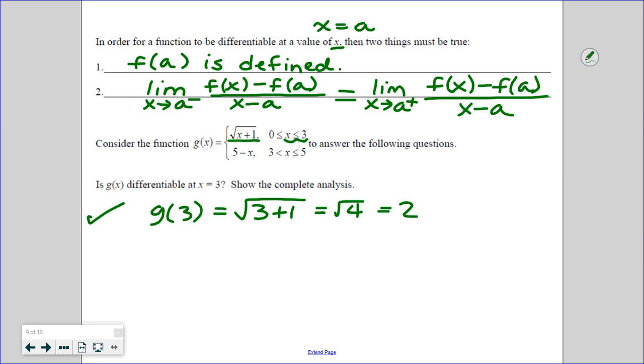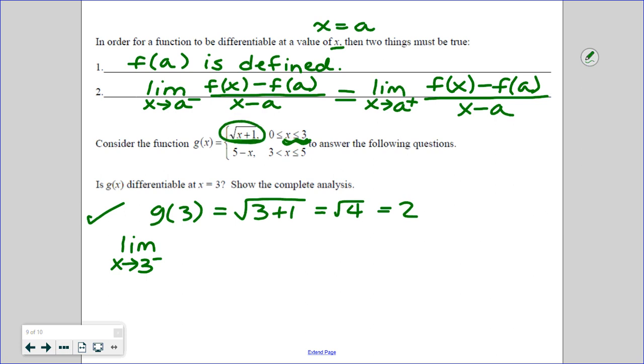Number 2, we have to evaluate these one-sided limits. This would become the limit as x approaches 3 from the left. So again, if x is approaching 3 from the left, we're looking for values less than 3. This again is where x is less than 3.